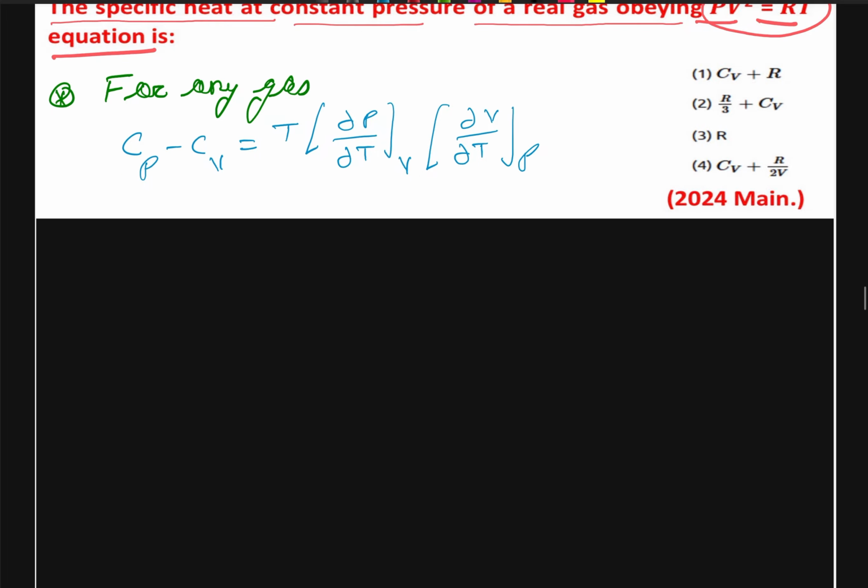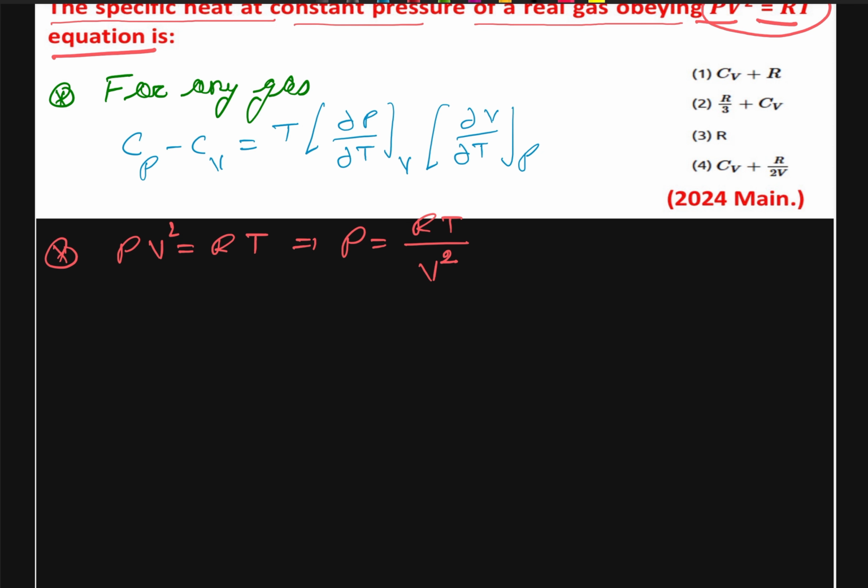And now we come to our given equation. We are given that PV square is equal to RT. This equation is given to us. So from here we can write P is equal to RT upon V square.